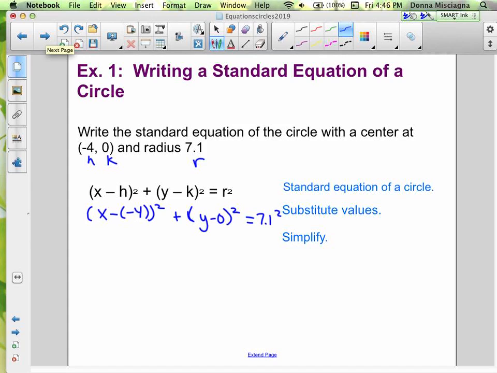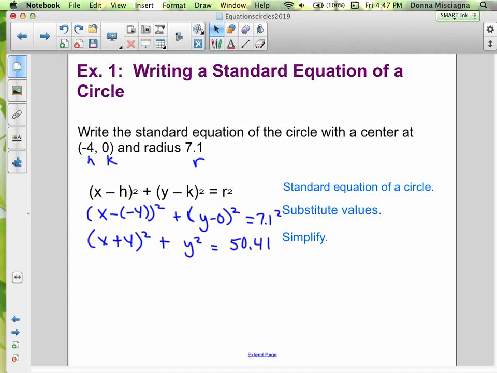So we have (x plus 4) squared. You can leave y minus 0, or y minus 0 is just y, so you can just make that y squared. Either way, it'll be fine. And then we're going to square the 7.1. And 7.1 squared is 50.41. A little bit more than 7 squared. And that's it. That's our equation. That's all there was to it. What did that take me, like 30 seconds? And I was talking the whole time. So that's all there is to it if you have the center and the radius.